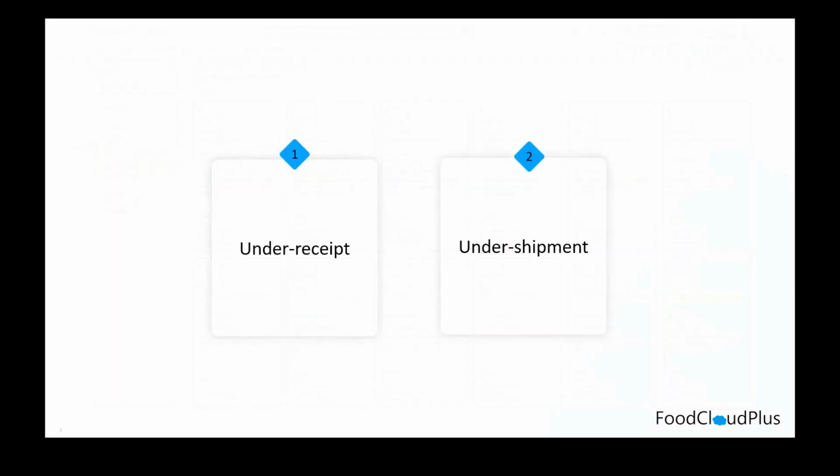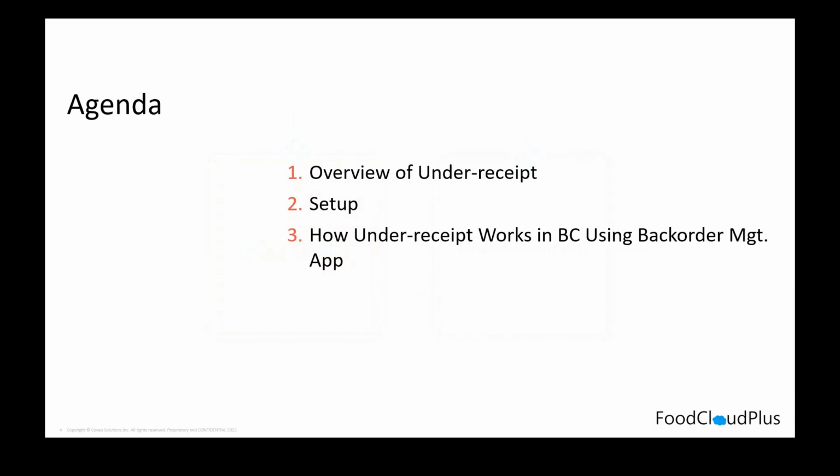Backorder Management has two primary components. In this video, we'll be going over the under receipt functionality. We'll go through an overview of what under receipt is, how to set it up, and how under receipt works in Business Central using the Backorder Management app.